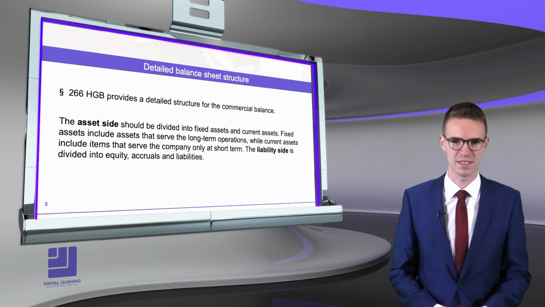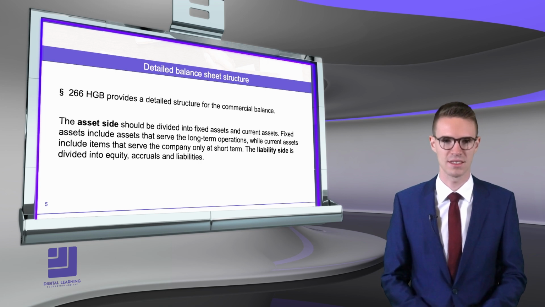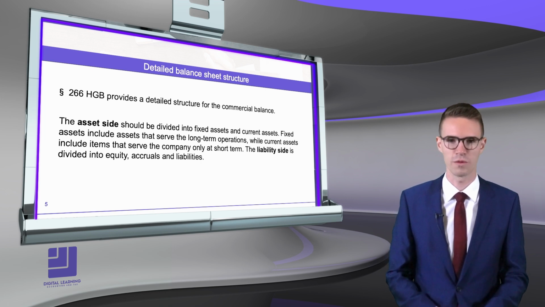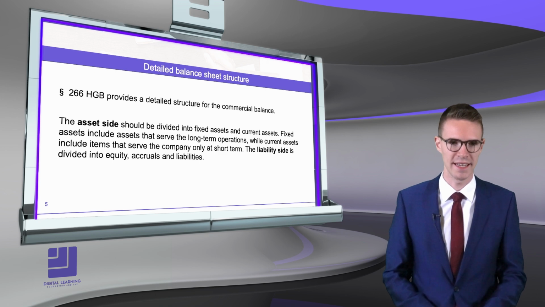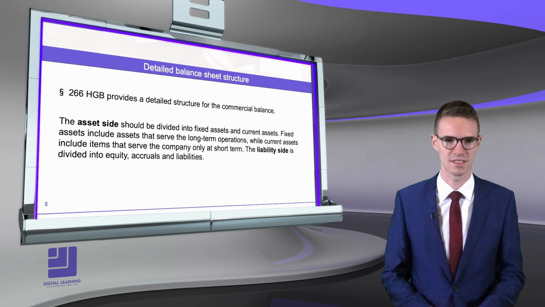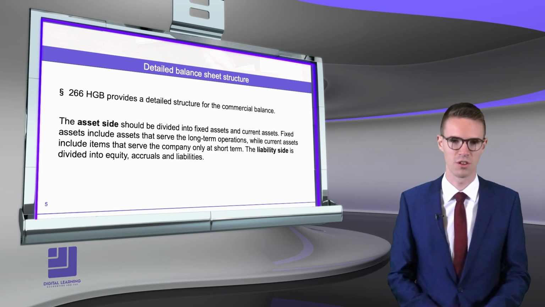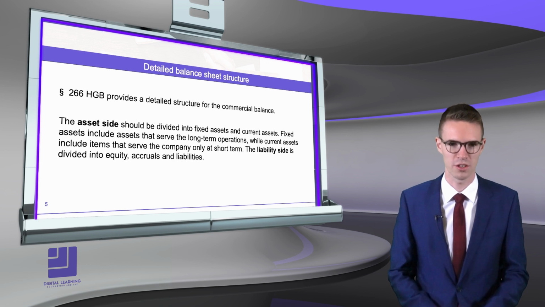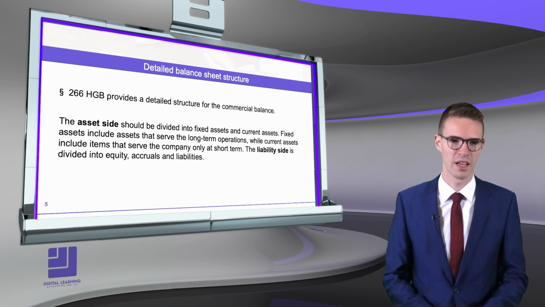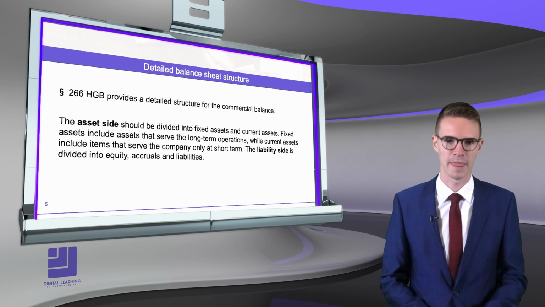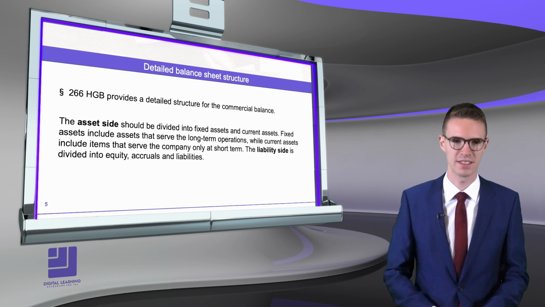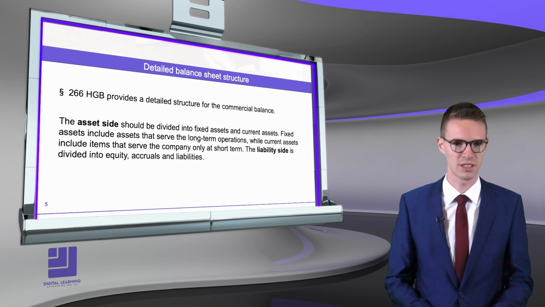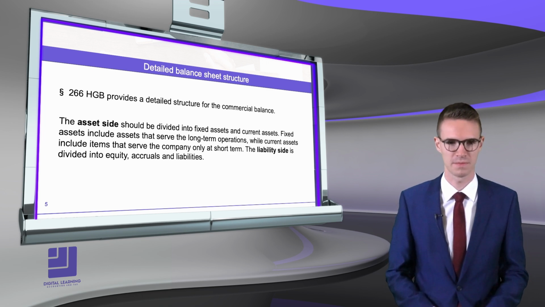Paragraph 266 HGB provides a detailed structure of the commercial balance. The asset side should be divided into fixed assets and current assets. Fixed assets include assets that serve the long-term operations, while current assets include items that serve the company only at short term. The liability side is divided into equity, accruals and liabilities.